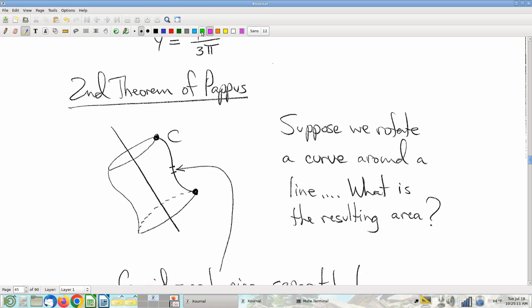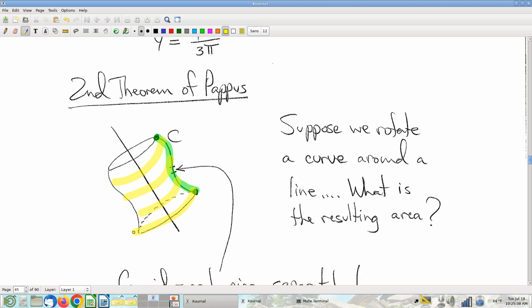So this time, instead of having an area rotating to generate a volume, now we're going to talk about a curve of a given length rotating around to generate an area. Everybody see what I'm talking about? See the distinction now? This is not an area sweeping out a volume. This is a length sweeping out an area.